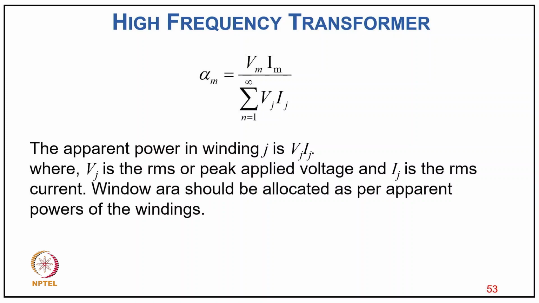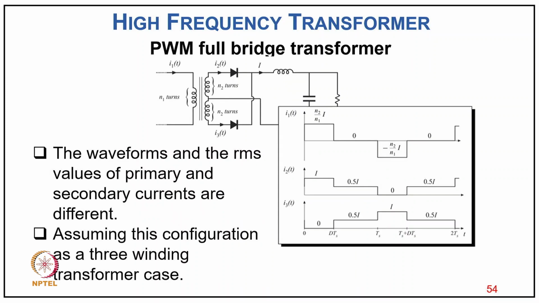So the apparent power in winding j is Vj Ij, where Vj is the RMS applied voltage and Ij is the RMS current, and so the window area should be allocated according to the apparent power of each winding. Take a typical example, a PWM bridge transformer, where the waveform and RMS value of the primary and secondary currents are different, assuming this configuration is a three-winding transformer. You can see how the current is there in the primary and secondary and, typically, the third winding.